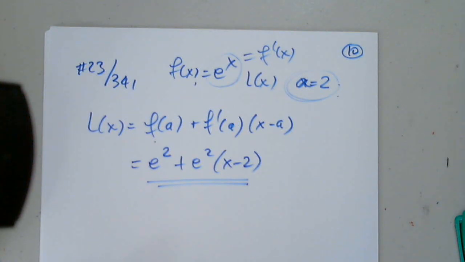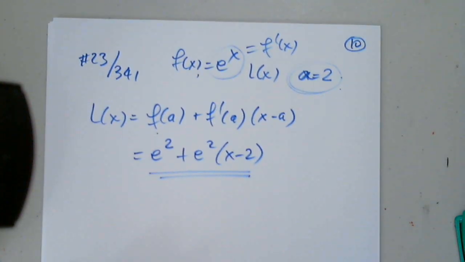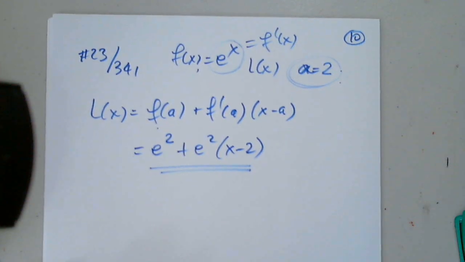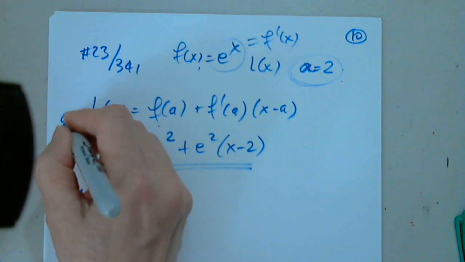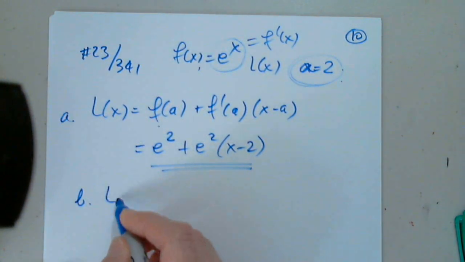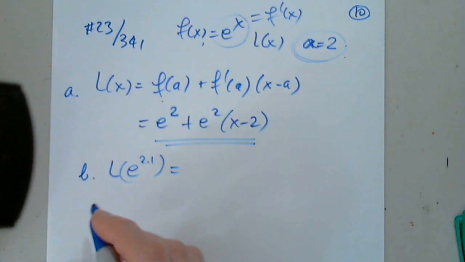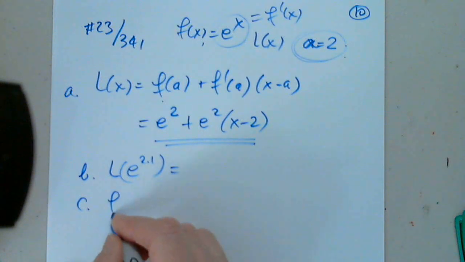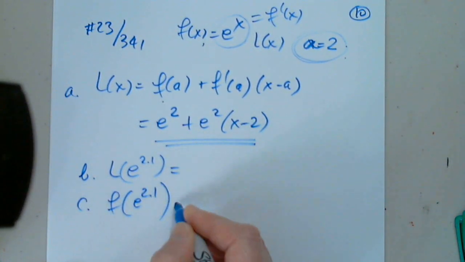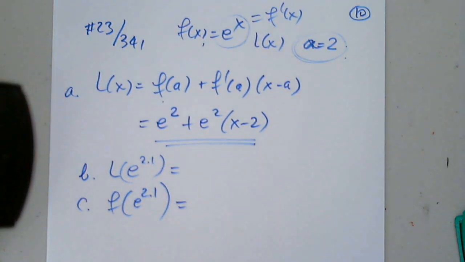Now let's see what else they want. Use the linearization to approximate e to 2.1. And then use a calculator to approximate e to 2.1. Fine. So in part B, so this was part A. So in part B, I have L of e to 2.1. And in part C, they want f of e to 2.1. Fine. So I'm going to put both in the graphing calculator and just plug in.